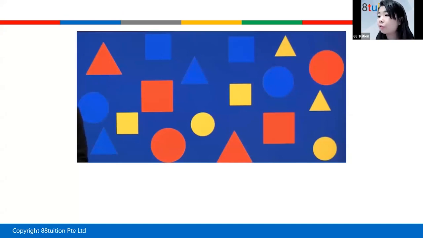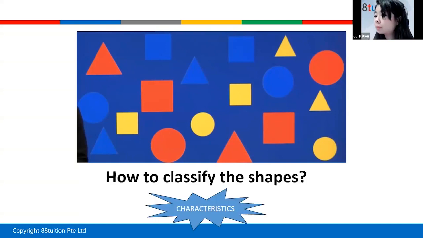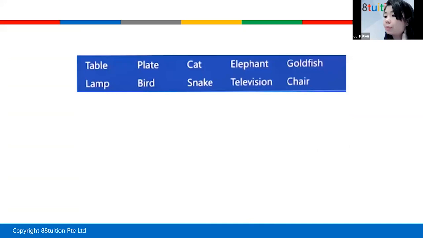Okay, so here we have a mixture of different shapes of different sizes. And the shapes are also of different colors. So there are a few ways to classify these shapes. What are some ways that y'all can think of? So basically, when we think about classifying things, we need to figure out what are the common characteristics of the objects that we want to classify.